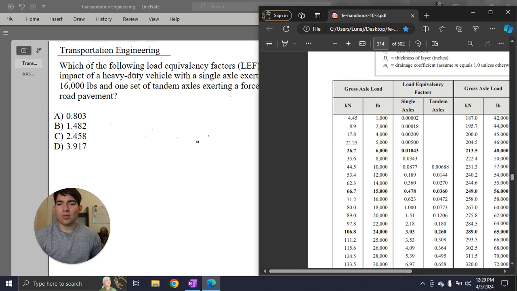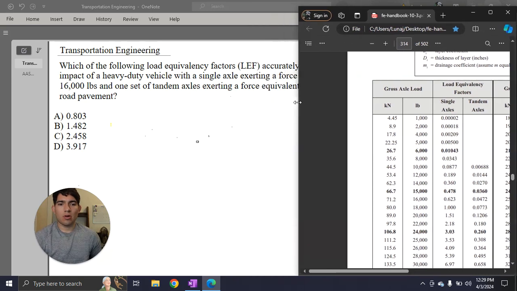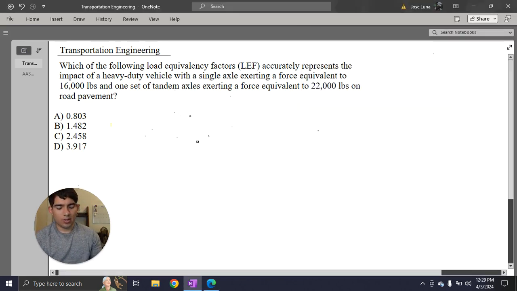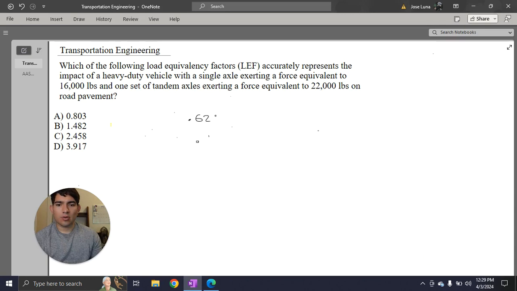So for our first one, we have a single axle load which is equivalent to 16,000 pounds. So we go right here to 16,000 pounds and we go to single axle, and that gives us the number 0.623. So for our first parameter, which is the single axle, it's 0.623.